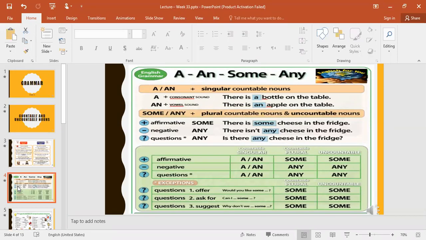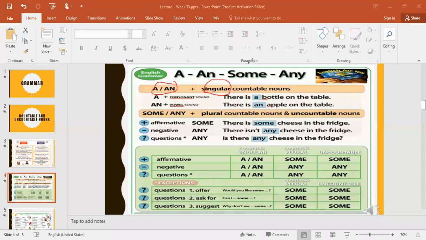Okay. So A and some and any. First of all, let's look at A and an. A and an are used with singular countable nouns. I say there is a bottle. Both of them are used with singular countable nouns, but A is used for consonant sounds and an is used for vowel sounds. So there is a bottle. And there is an apple on the table. This is the difference between them.